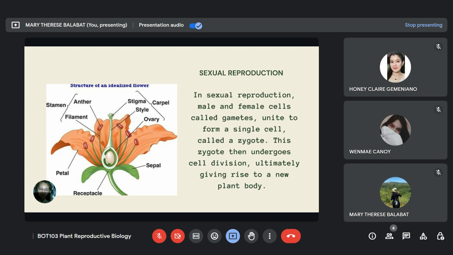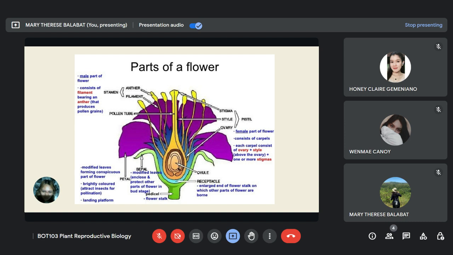So shown in the illustration is a simple flower with different parts. Its parts include stamen, carpel, sepal, receptacle, and then petal. These are the parts of the flower. So we have the stamen, which functions as the male reproductive part of the flower. Then we have the stigma, a sticky surface to the ovary through which pollen tube grows. Then we have the style. It links the stigma to the ovary through which pollen tubes grow.